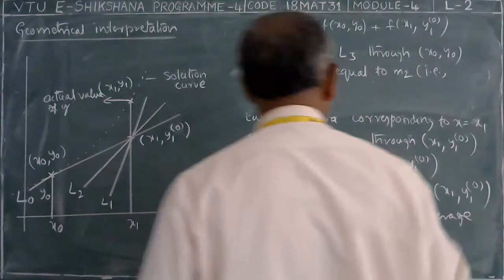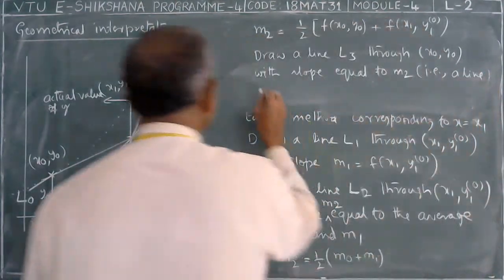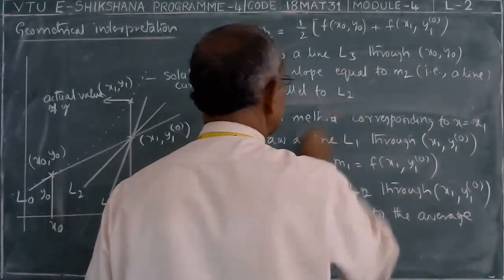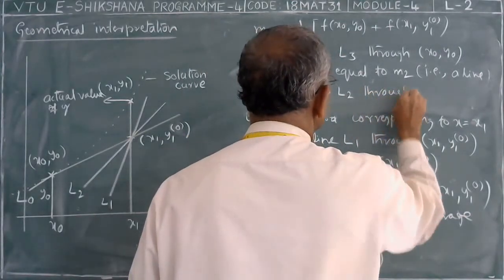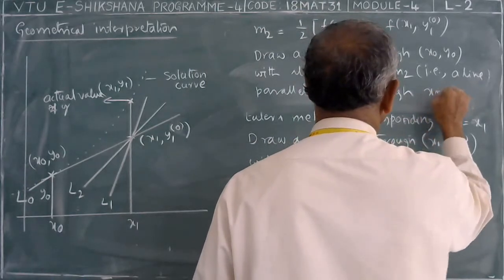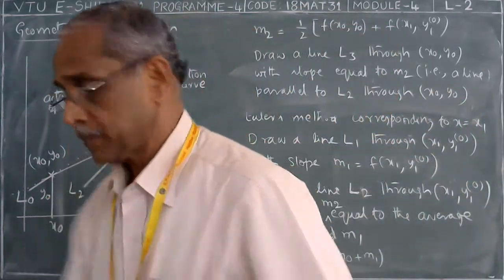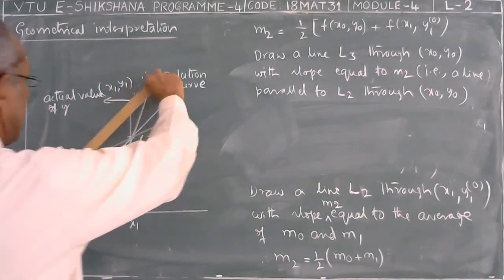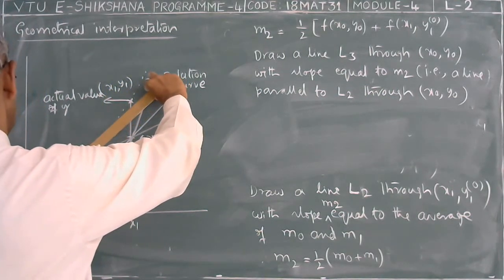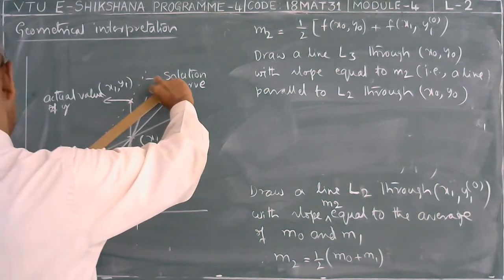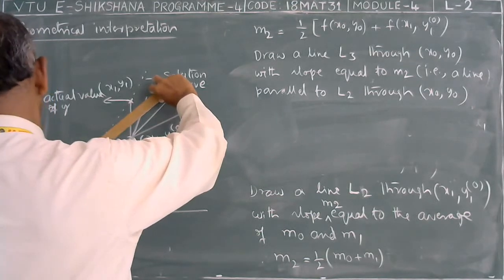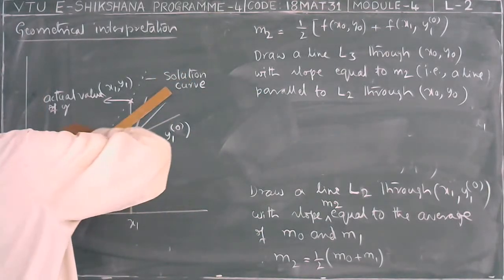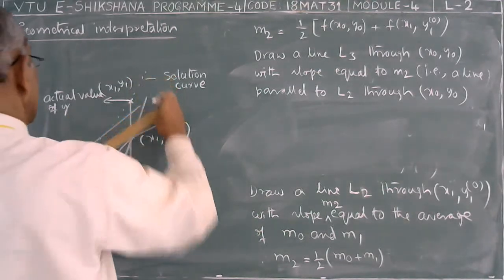That is, a line parallel to L2 through x0, y0. So parallel to L2 through this point. Okay, so if you carefully draw, this is the line.